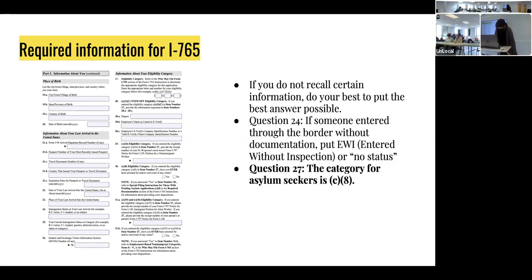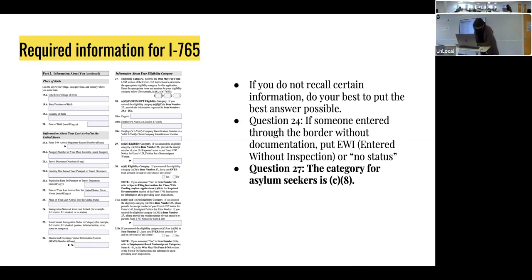And then they will have immigration status at your last arrival. So if you came here with a valid visa, then in most cases you can just simply put down B1 or B2 visitor. And if you happen to cross the border, then you can put down EWI, which stands for entered without inspection, or no status. Then you have 25, your current immigration status or category. Since you will be submitting the I-765 after you apply for asylum, you will simply put down here asylum applicant.